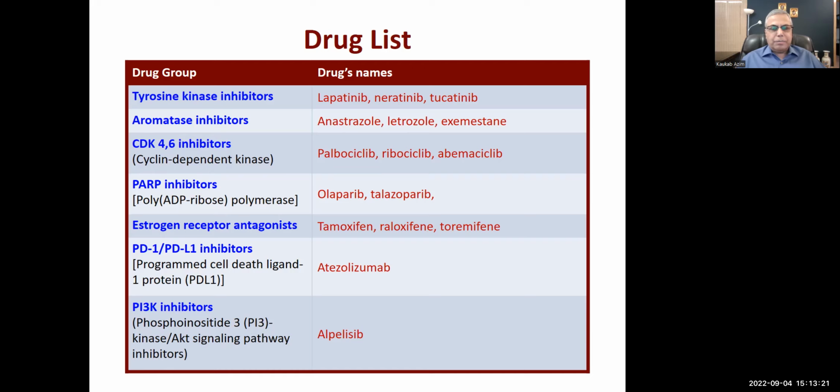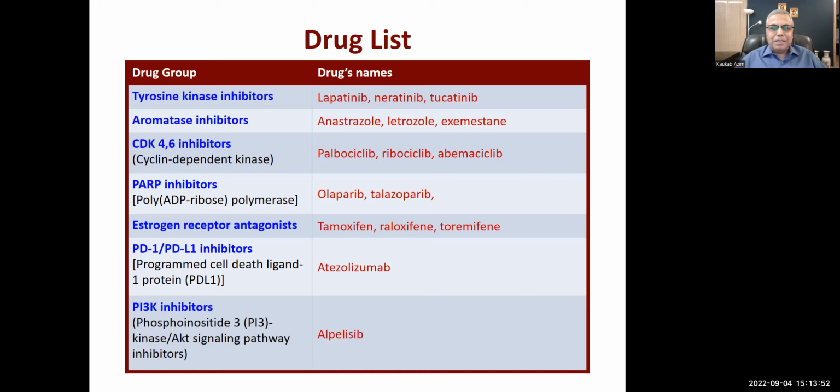Then estrogen receptor antagonists, they are very well-known drugs, very commonly used in estrogen receptor positive cancers. There is tamoxifen, which is the one that is used in breast cancer. And we have got raloxifene and toremifene. Now, the problem with tamoxifen is that it is an antagonist at estrogen receptors in the breast, but it is an agonist in the endometrium.